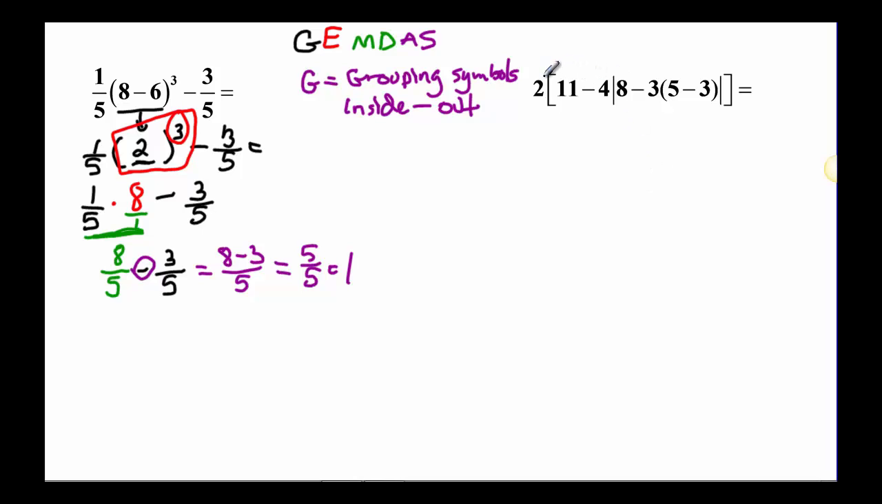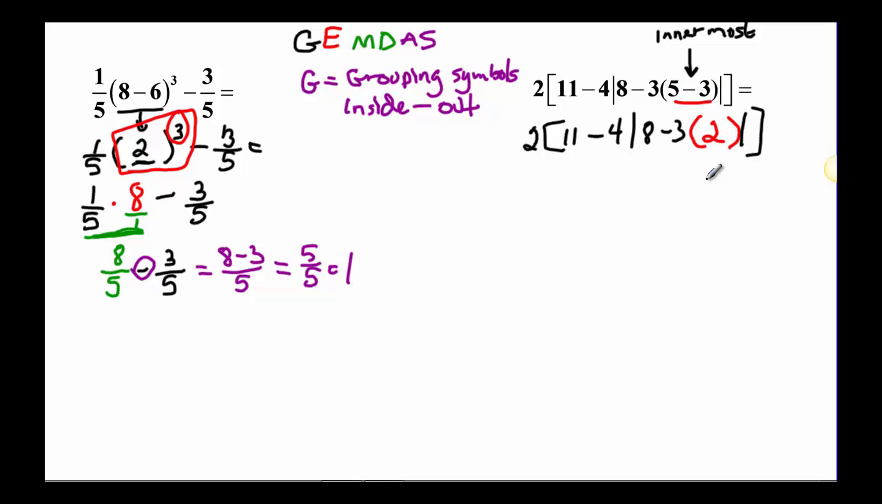So if you look at this, we have brackets, and we have an absolute value, and we have parentheses. The parentheses are the innermost. Okay? So we have to do that part first. So 2, and then 11 minus 4, absolute value 8, minus 3, and then just so that you can see that that's what we're doing right now, I'm going to do that in red, and then absolute value and bracket. So inside there, 5 minus 3 is going to be 2.